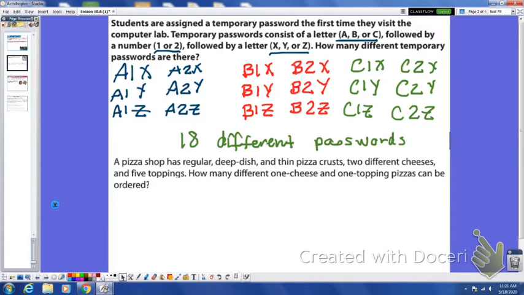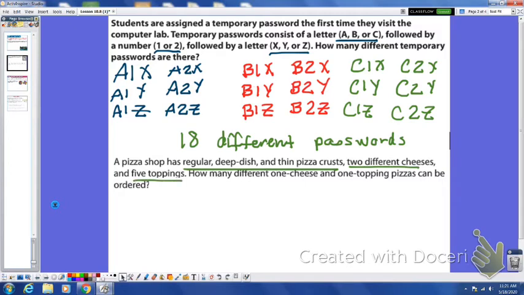Okay, our last option would be making a tree diagram. So that's what we're going to do on this last one. So if we read through it, a pizza shop has regular, deep dish, and thin crust pizza crust, 2 different cheeses, and 5 toppings. How many different 1 cheese, 1 topping pizzas can be ordered? Okay, so I know I have regular, deep dish, and thin crust. I have 2 cheeses and 5 toppings.